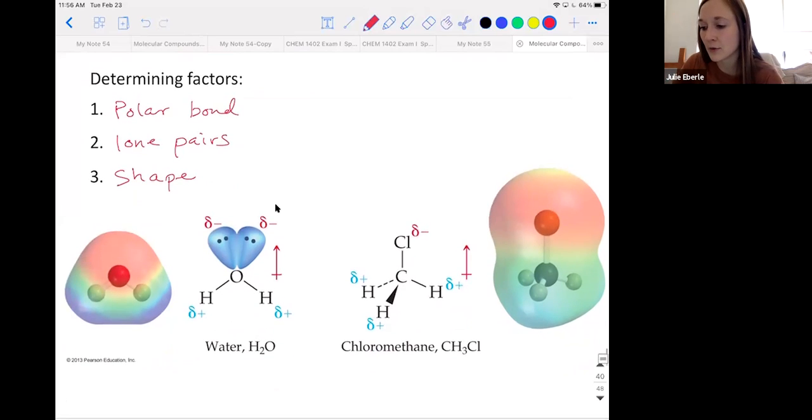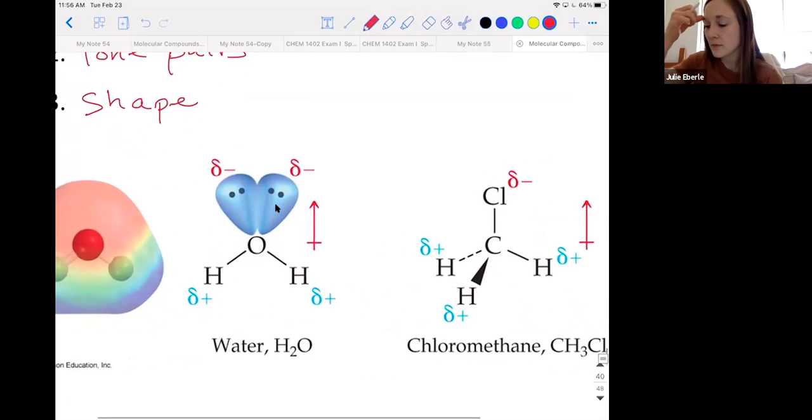Let's look at some examples. Okay, just remember, if you're assessing this, I will ask you these kinds of questions on the exam. You need to go step by step, look at number one, do I have polar bonds? Do I have lone pairs? And look at the shape. So let's look at water.